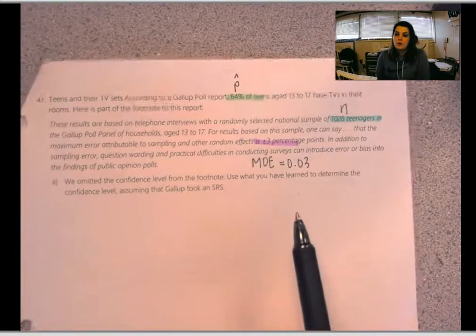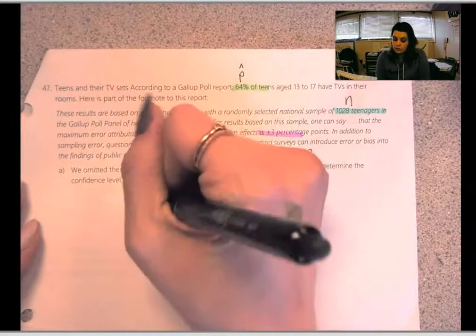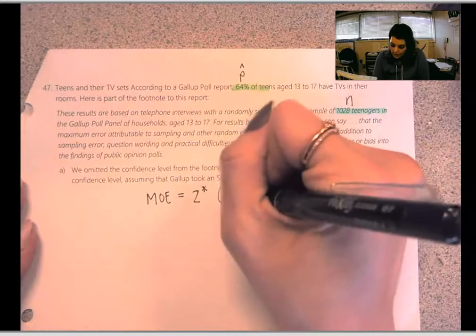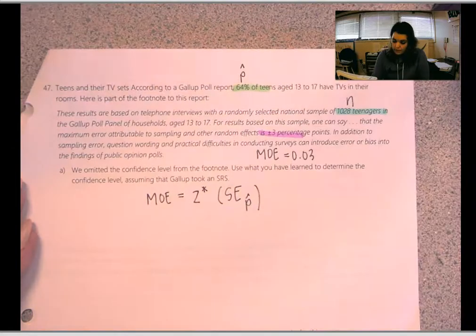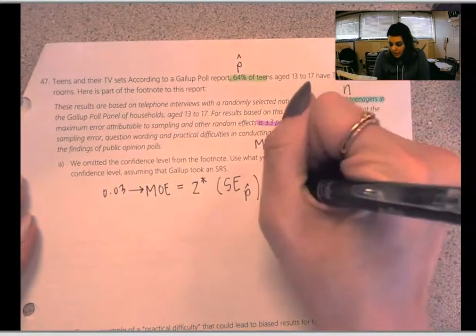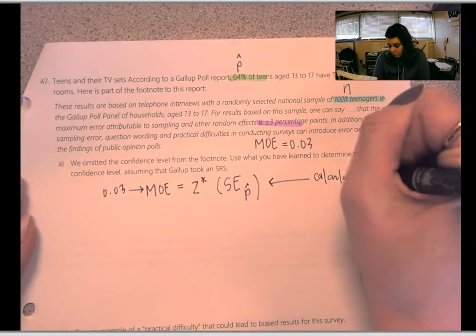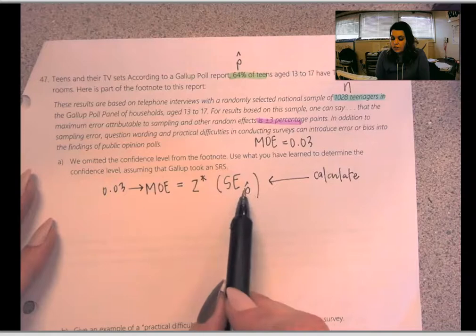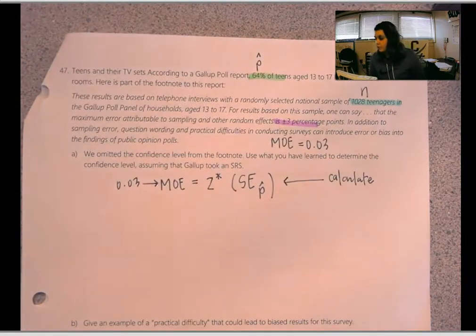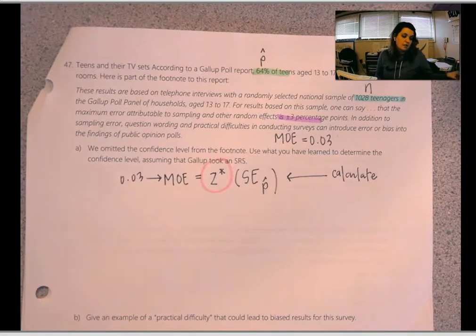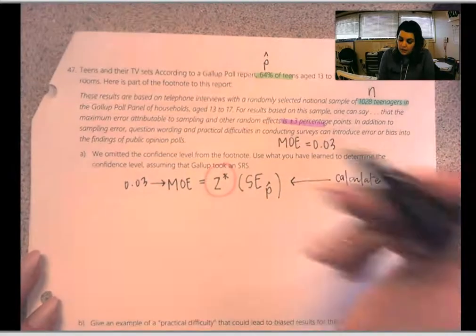Okay, so for margin of error, I'm assuming that what they want us to look at is that the margin of error equals my z critical times my standard error of p hat. Okay, well this I know. This is 0.03. And this I can calculate. What our confidence level contributes to this equation is the z critical value. So this critical value comes from your confidence level. So if we find the critical value, we can use that to find the confidence level. So I'm going to fill in these pieces of information.